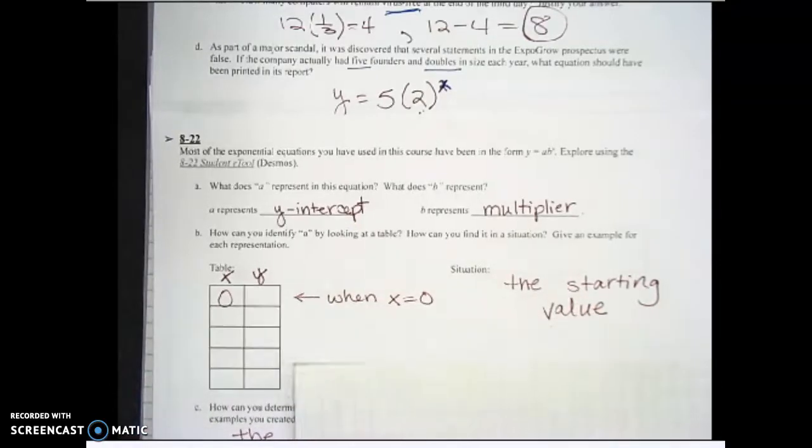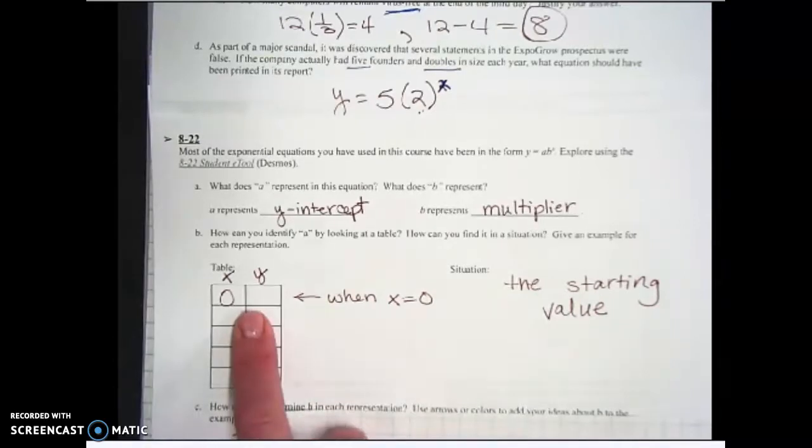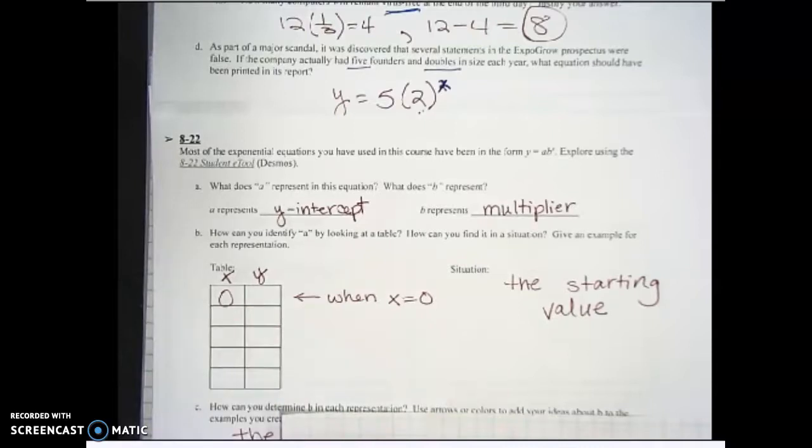Okay? And then over here or down here, you're going to write what your situation is. Do you want to do the bouncing ball? Do you want to do bunny rabbits that are increasing? Okay? But the 0 is going to be your starting. Okay? And you're going to make up your own situation. I'm not even giving you one because I want you to do it on your own.